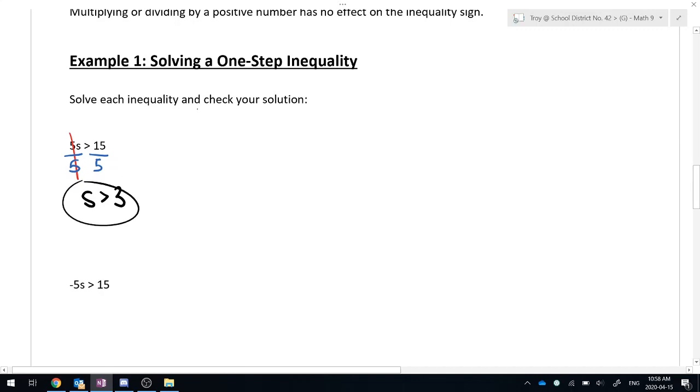The question's asking us to also check our solution. So we can check with a number that's bigger than 3, so maybe 4. Right, so we can come over here. So check. So a number that's bigger than 3, like I said, 4. So I'll make a substitution there.